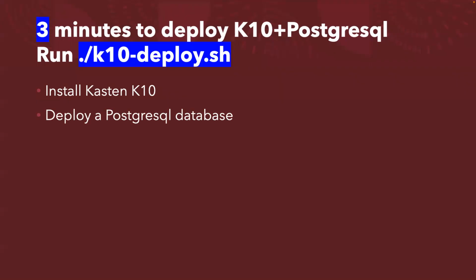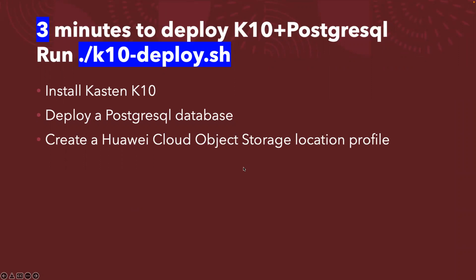So the K10-deploy.sh, that's the command we're going to use to deploy K10 and also deploy a sample database. First of all, we install Kasten K10. Secondly, we deploy a sample database. And after that, we will create a Huawei Cloud object storage location profile.